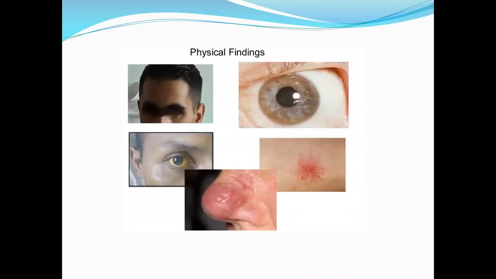Physical findings in this picture: we show there is a KF ring in the eye, which is a feature of Wilson disease. Spider nevi in the upper torso. In the nose, this is telangiectasia. In the eye, there is obstructive jaundice due to liver cirrhosis.